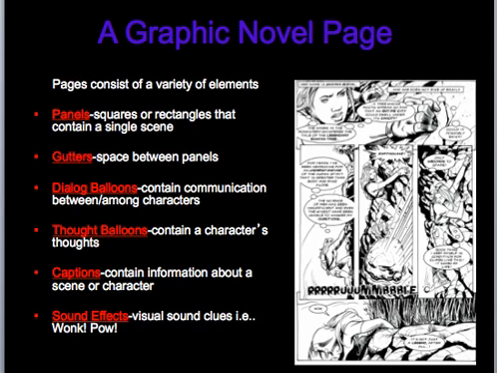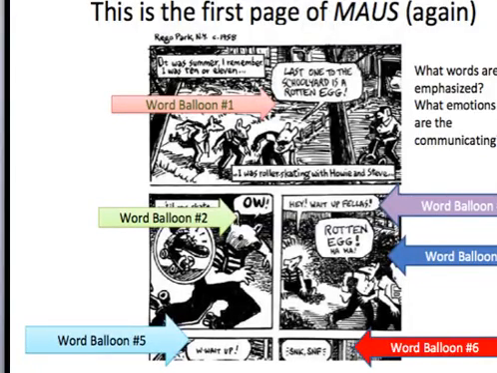Remember, captions can sometimes contain omniscient information, like what a person's thinking and whatnot. But again, you need some sort of tail or thought balloon to know that it's for a particular individual. And sound effects, visual sound clues, i.e. wonk, ponk.